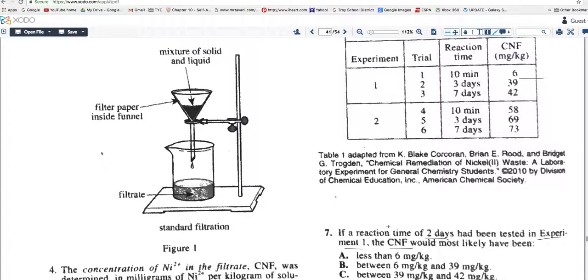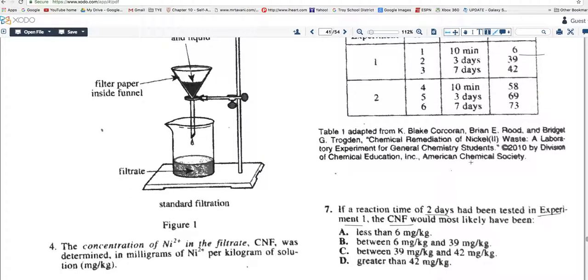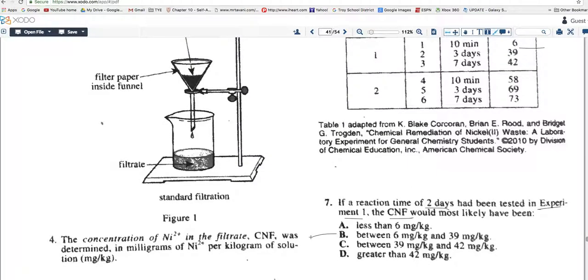Good. All right. Ritik, you got a question? No, I was going to ask her to do number 8. Okay, yep, you can do it. Let's go over this. So yeah, so with 2 days, you just look in between 10 minutes and 3 days, and you get between 6 and 39. All right, so our answer should be B. All right, Ritik, do 8.